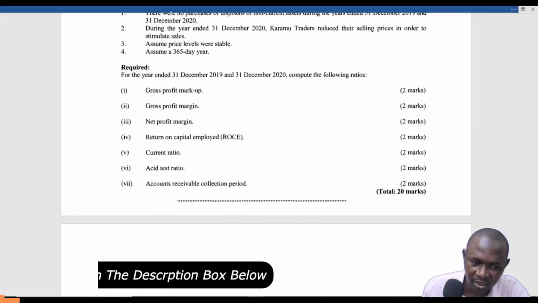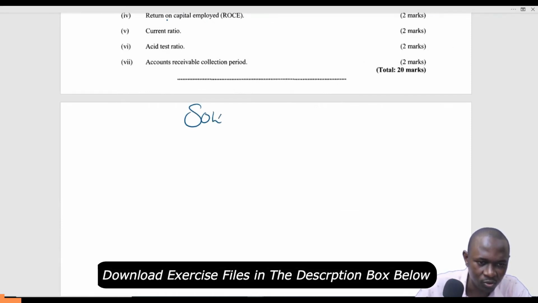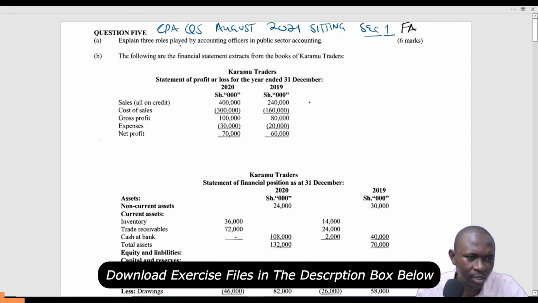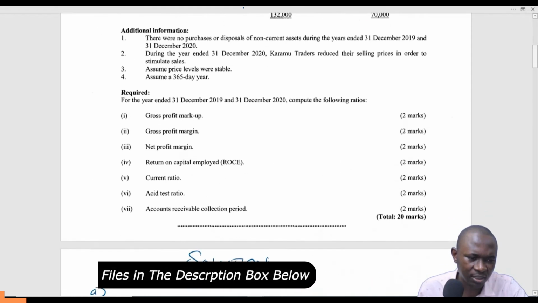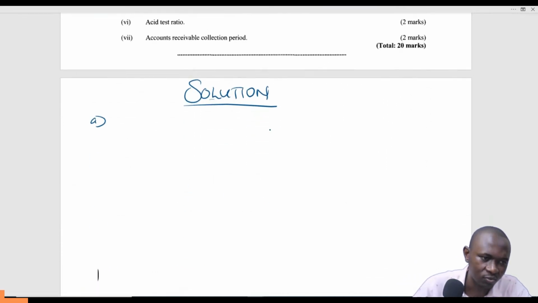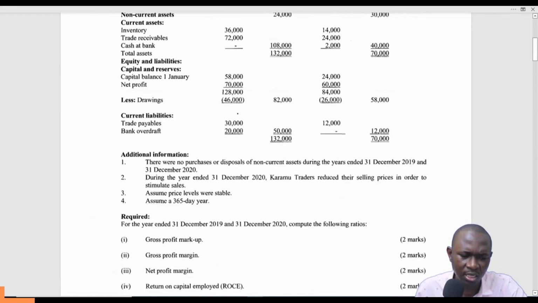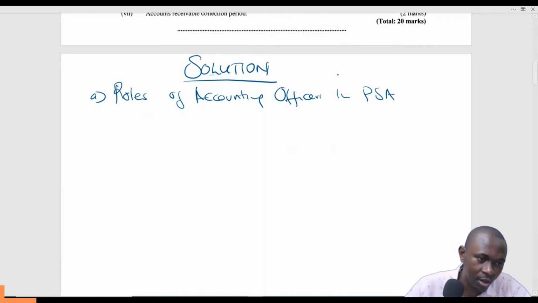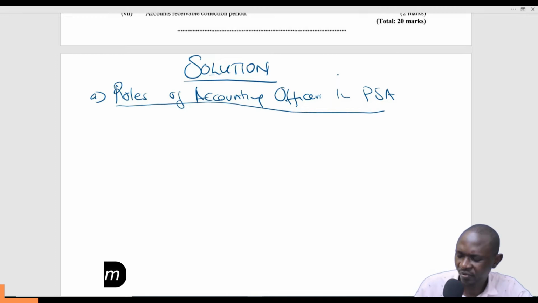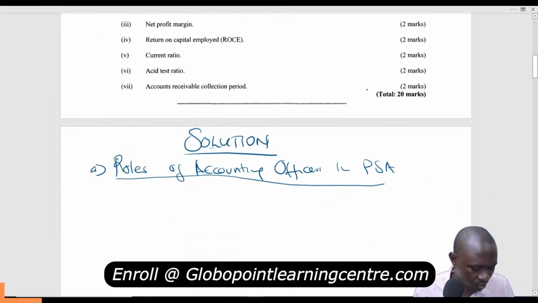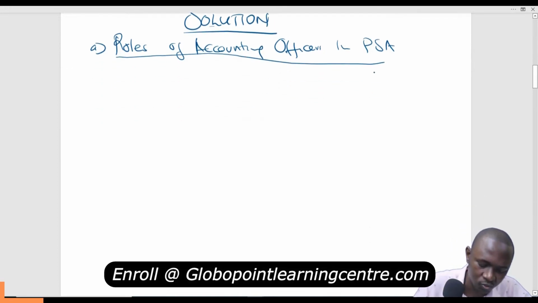So let's dive into the question. We'll start with part A and straight away do our solution here. Explain 3 roles played by accounting officers in public sector accounting. Just from the question, they want how many? This is 3 roles. In fact, they are very clear. They want 3 roles with 6 marks. So we'll explain some of these roles and go straight to the key roles.